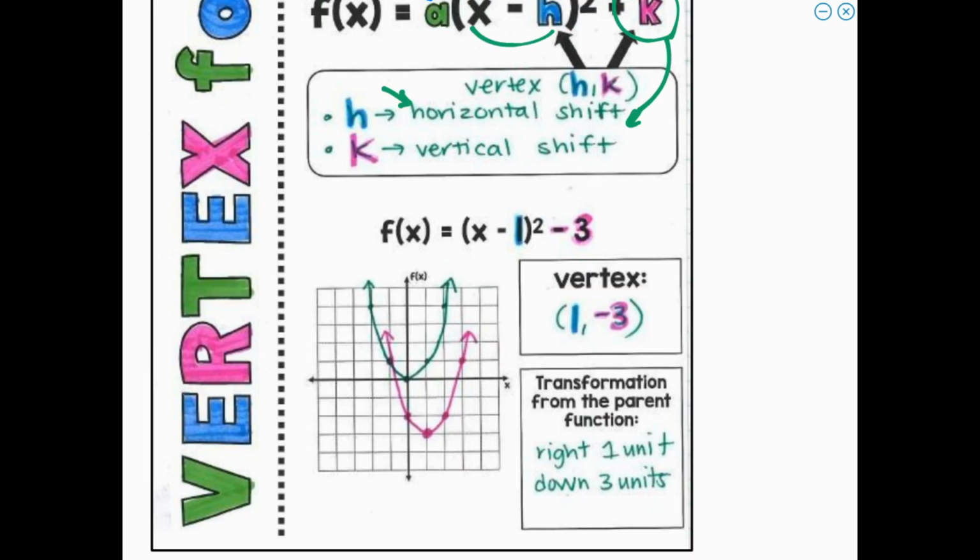So down at the bottom, this green graph right here is your parent function. Okay. So this is the parent graph for your quadratic graph. It always goes through 0, 0. And we'll normally see it as just f of x equals x squared.